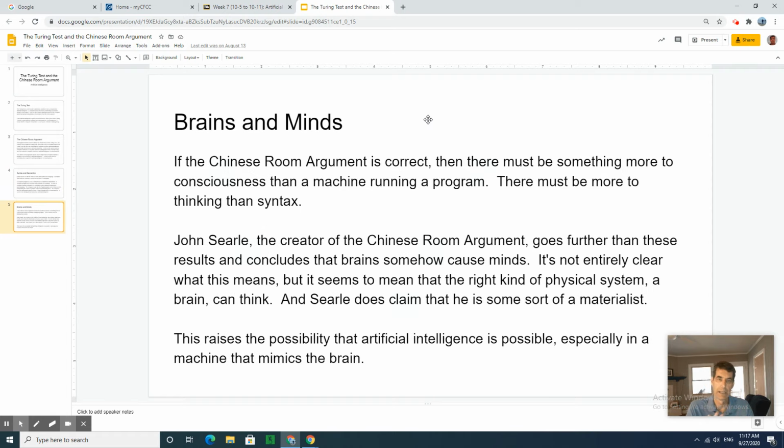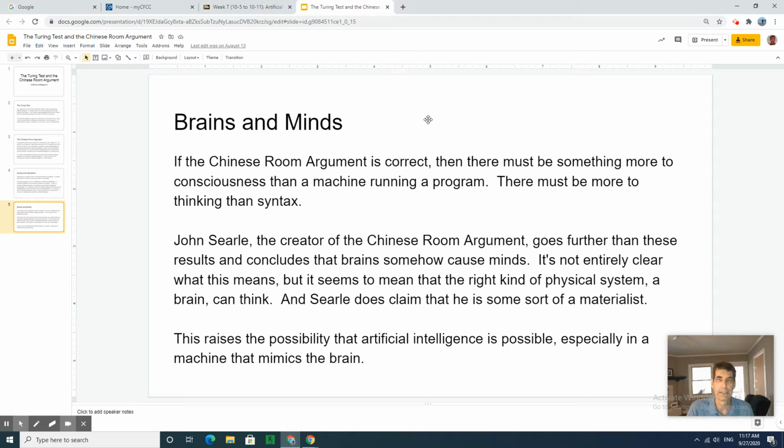And this leads us to the last thing about brains and minds. So if the Chinese room argument is correct, then there must be something more to consciousness than a machine running a program. There must be more to thinking than syntax. And John Searle, the philosopher who came up with the Chinese room argument, he kind of uses the Chinese room argument to say, well, it doesn't look like these machines are going to be able to think because all they're doing is running a program, syntactical manipulation.